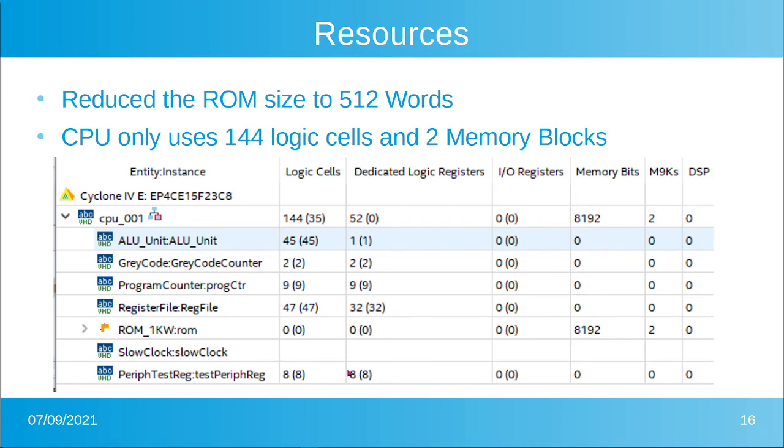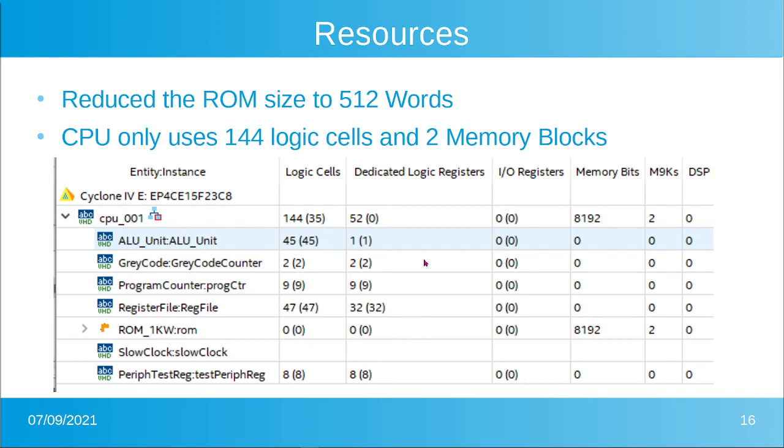Our little peripheral test register, well, we're counting it in our 144 and our 52, but really we could subtract it if we wanted to say, well, how much does the CPU use without it? I think that's, I don't know, I can't do math that's that high. It's less than 144 and 52.